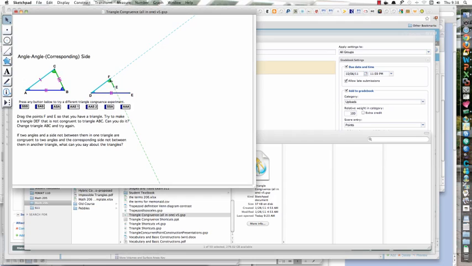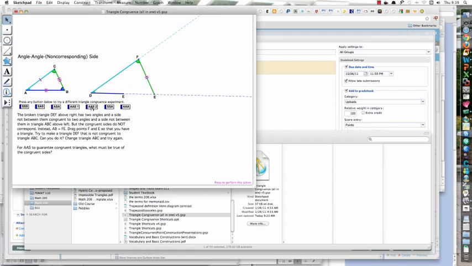For example, here I've got two angles and a non-included side. The non-included side is hooked to angle D. I've got those same two angles and the non-included side. So the only way that this triangle could be formed would be to make it congruent.